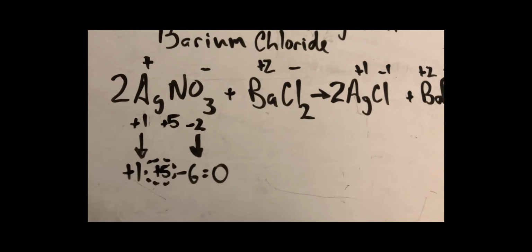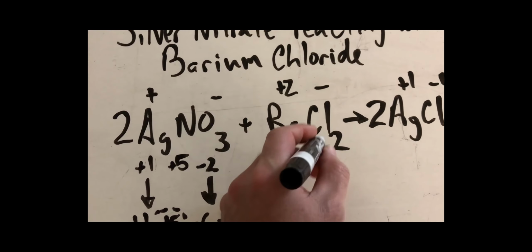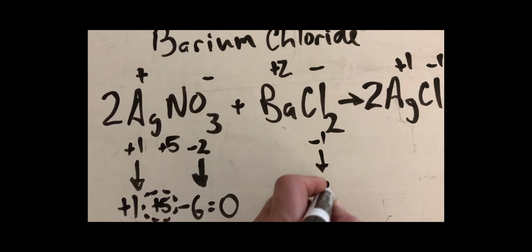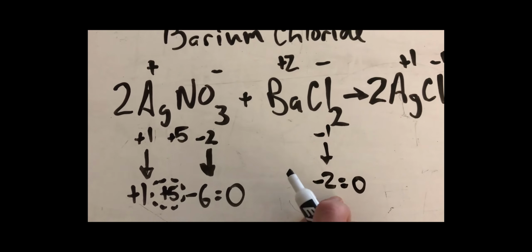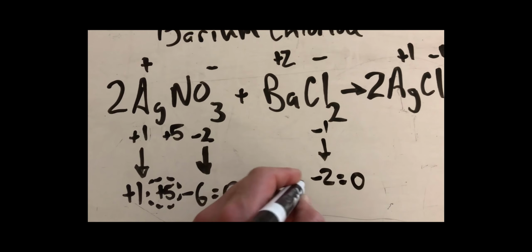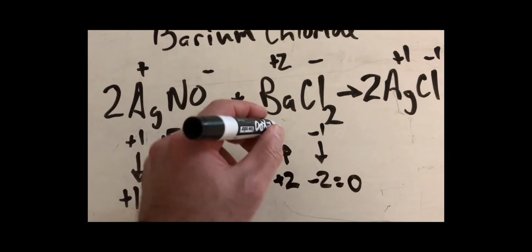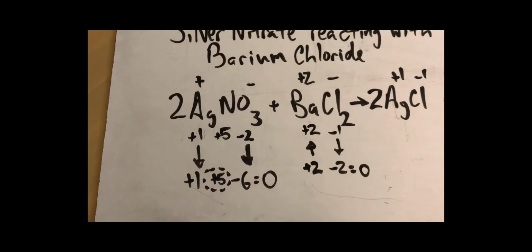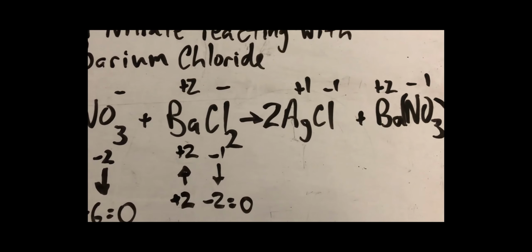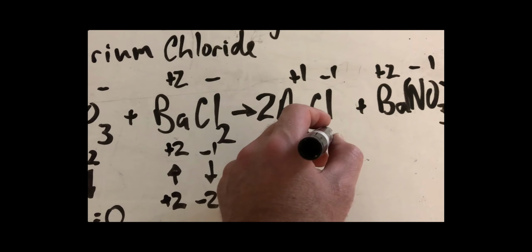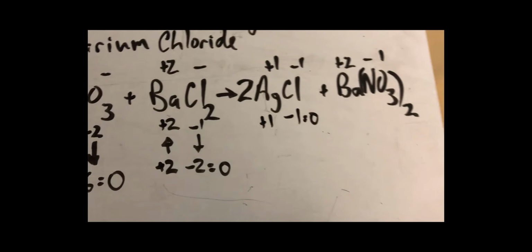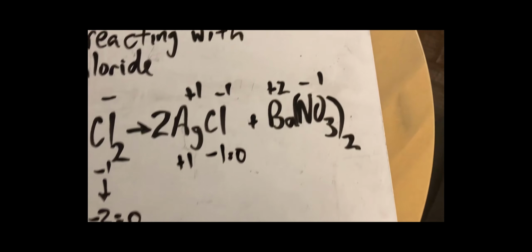Okay. Now take a look at barium chloride. Chlorine is a -1. I have 2 of those, so this is a -2. Okay, barium has to be a +2 in this to make this mathematically work. Well, I only have 1 of those, so barium is a +2 for its numbers. Okay. All right, silver chloride. All right, so silver, these are all by themselves, so chlorine's a -1, silver is a +1, and that equals 0. And lastly, barium nitrate.